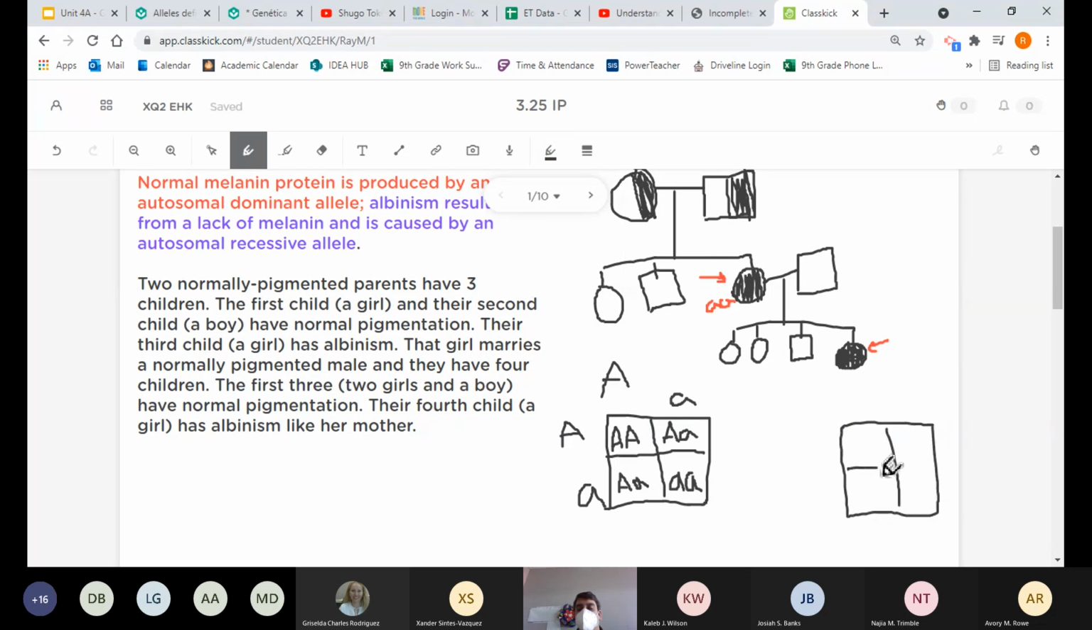Now, we do the same thing. We know here that this child is homozygous recessive because she has the albinism gene. We know that mom is homozygous recessive. Now, dad has to have one recessive allele because, again, one of their daughters has both recessive alleles, right? This person has to get their alleles from both mom and dad. So dad has normal pigmentation, so he's going to be a carrier as well.